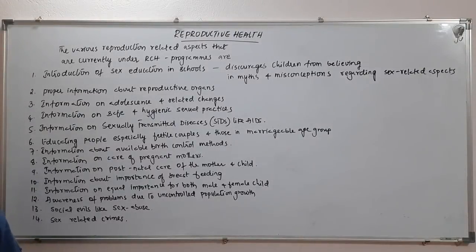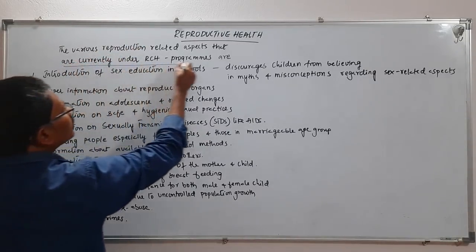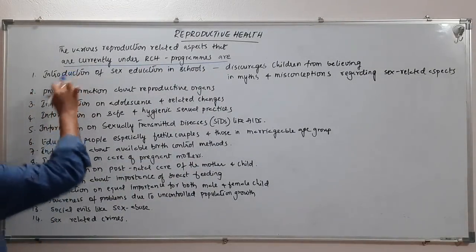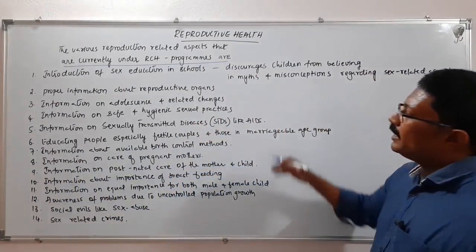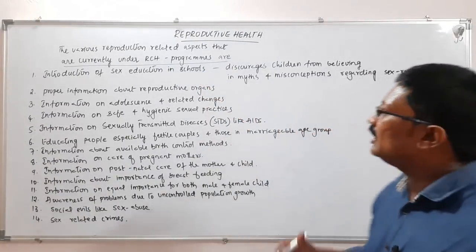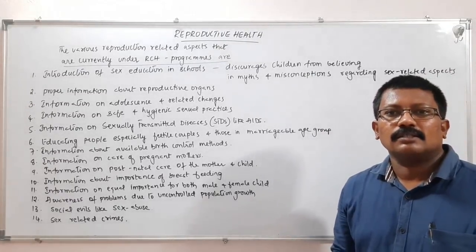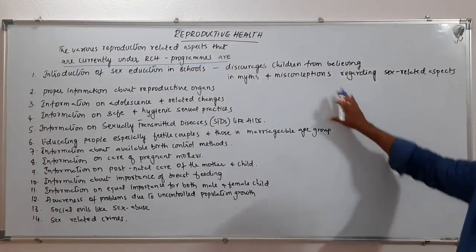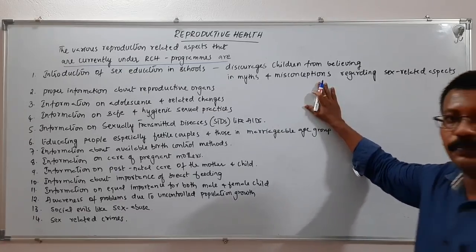Let us see the various reproduction related aspects that are currently under RCH programs. The first one is introduction of sex education in schools. Introducing sex education in schools actually helps in discouraging children from believing myths and misconceptions regarding sex related aspects. So this is one advantage of sex education in schools.